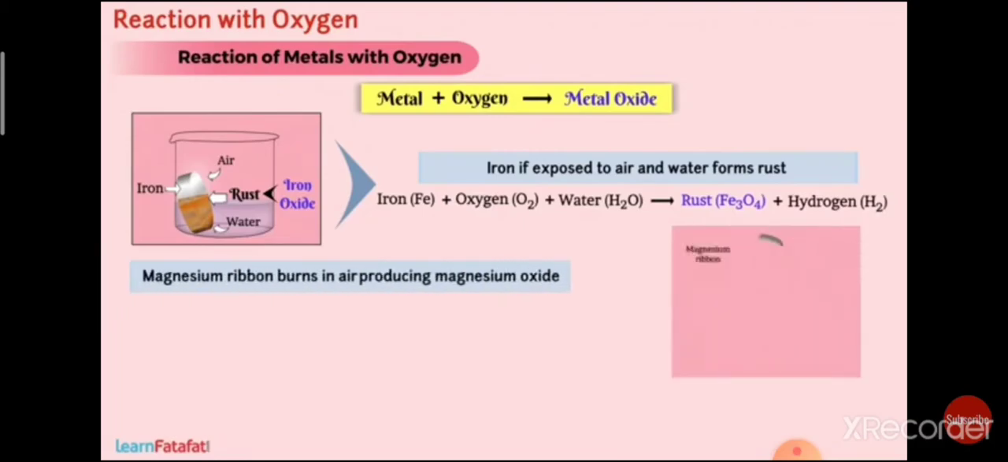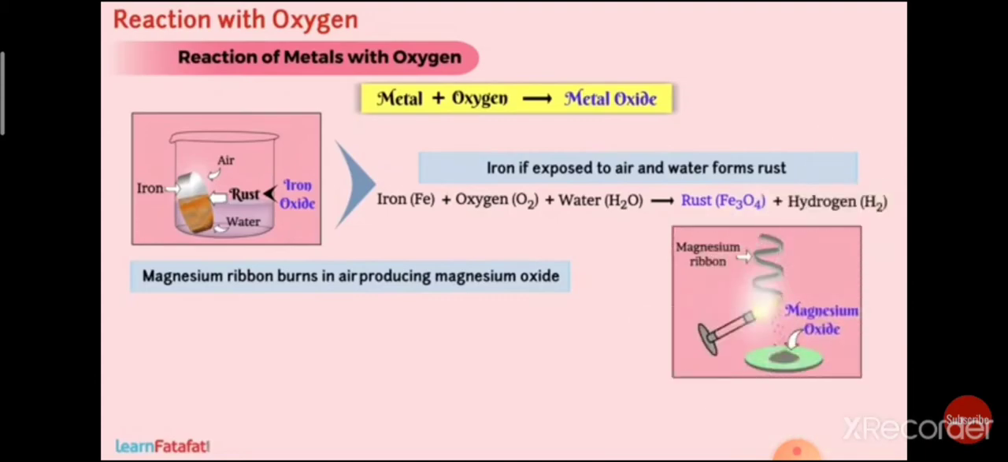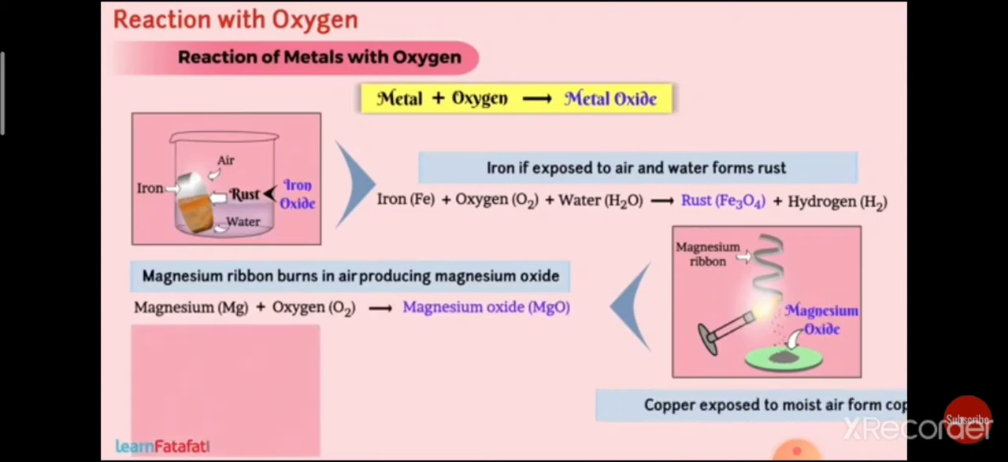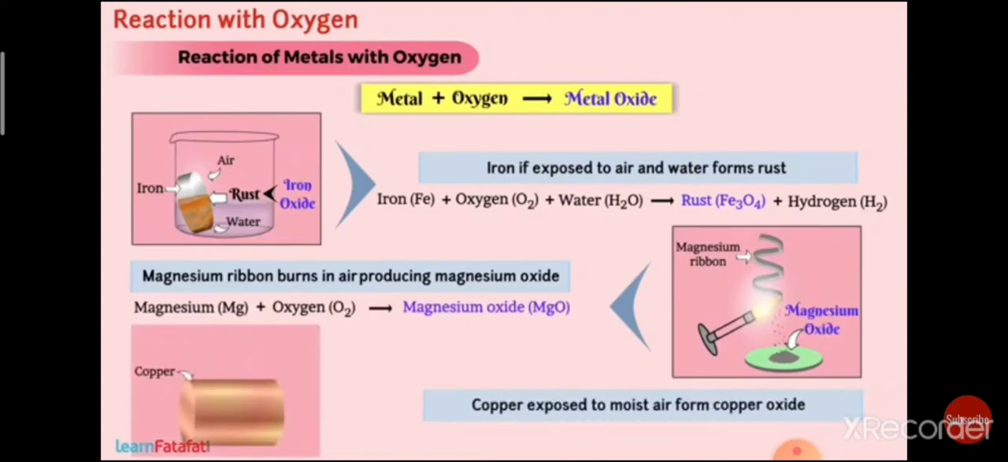Magnesium ribbon burns in air and produces a white flame, forming magnesium oxide. So here again we have an equation. Magnesium reacts with oxygen and produces magnesium oxide, because when a metal reacts with oxygen, the compound which is produced is known as a metal oxide. Copper, when exposed to moist air, forms a green coating of copper oxide.